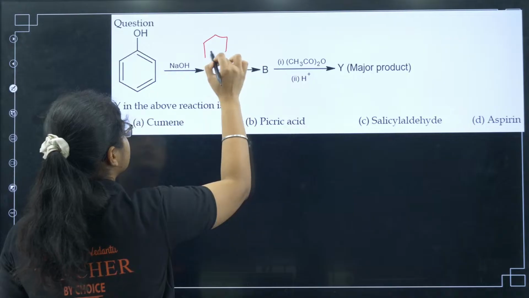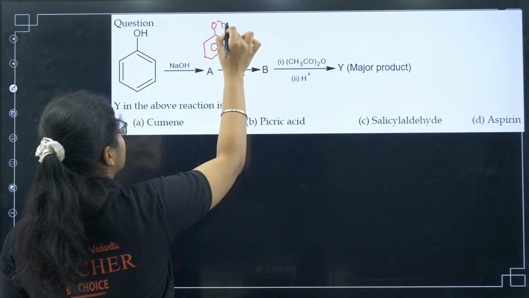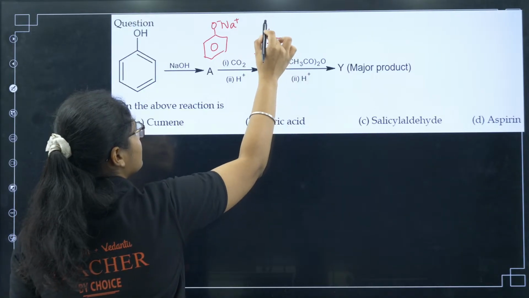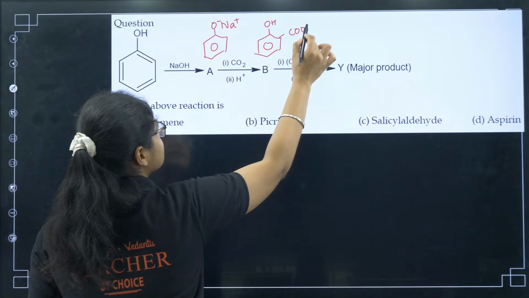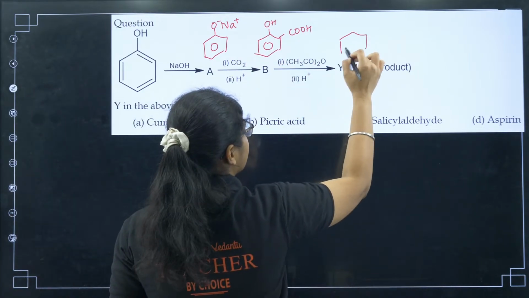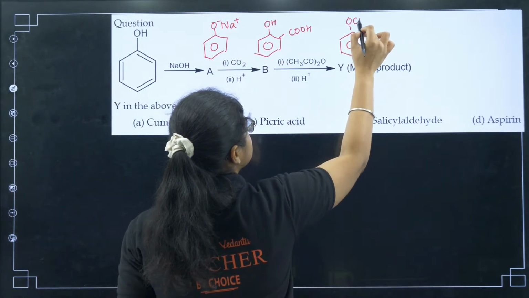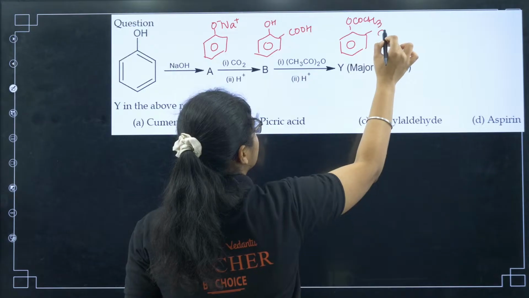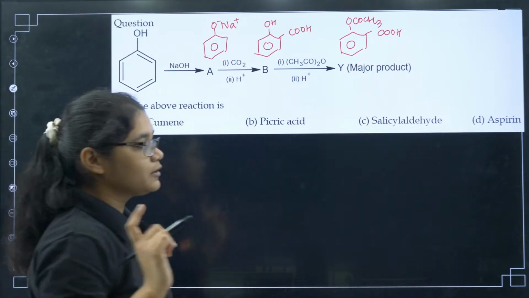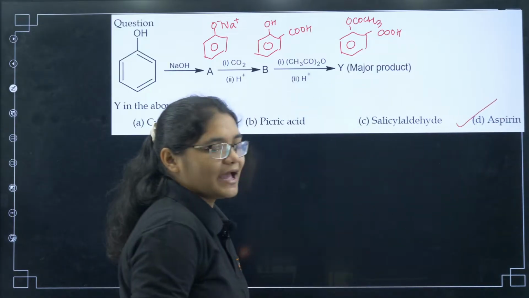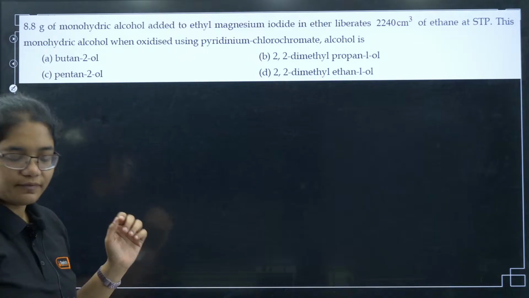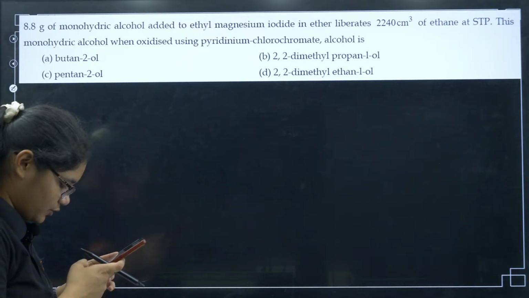So this is O minus Na plus, first one. Then B will be your OH COOH, that is your Kolbe's reaction, and then acetylation of this OH will take place and we will get OCOCH3 and COOH, and this compound I told you to remember, questions will be asked from here, so that is aspirin. Next, moving to this question, this is also a very good question, please try this question all of you.